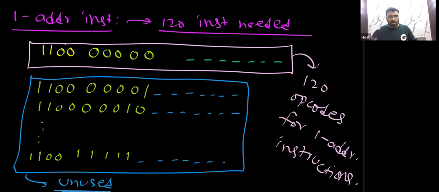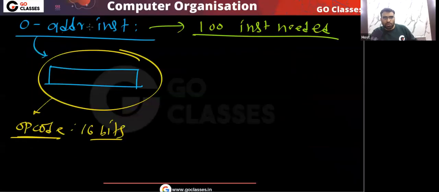In this question, a lot of combinations are actually unused. You can use them in the future, but a lot of combinations are unused. Now you can create zero address. You need only 100 instructions. Very easily you can create.